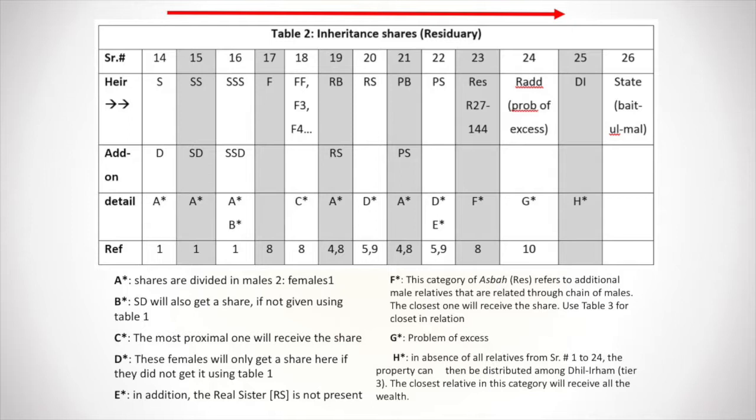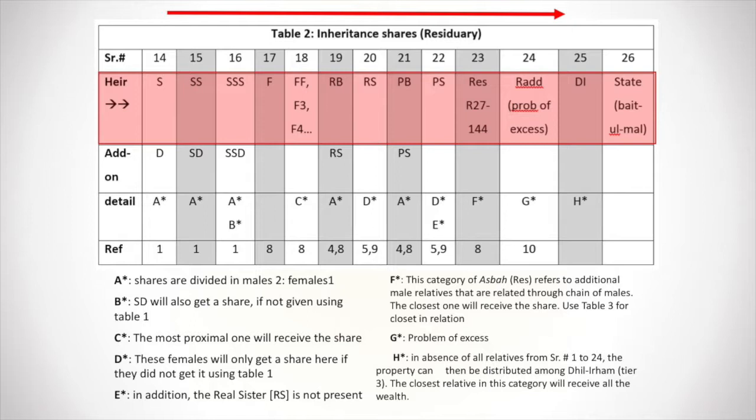So we see the table moves from left to right. The first row on the table is a serial number, and the second row is heirs. So this again moves from left to right. The first one on this list is S, which is son. The next one is son's son, and then son's son's son. Then father, father's father, and then F3 and F4 refers to father's father's father, and so on and so forth. RB is real brother, RS is real sister, then PB is paternal brother, and PS is paternal sister.